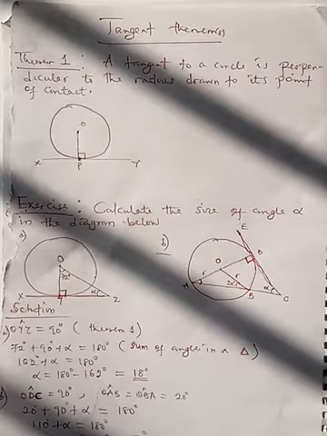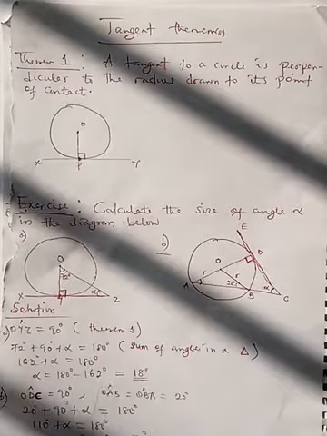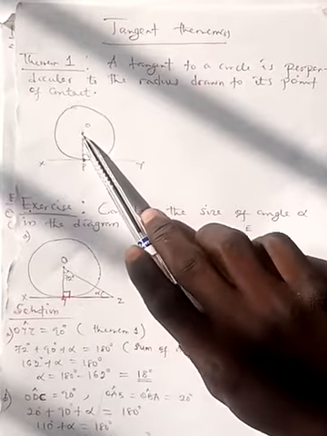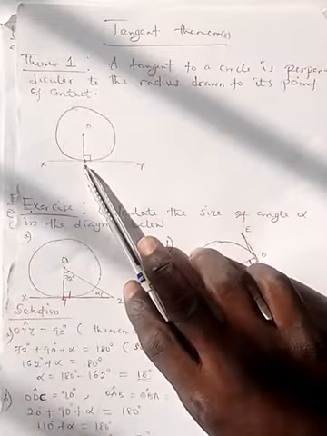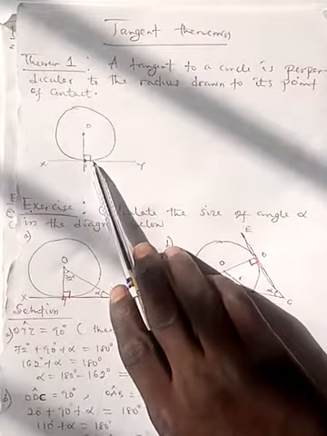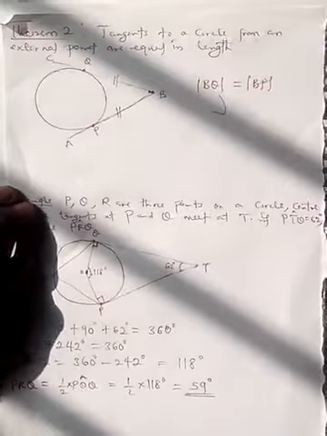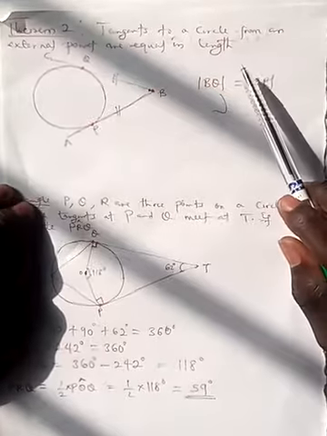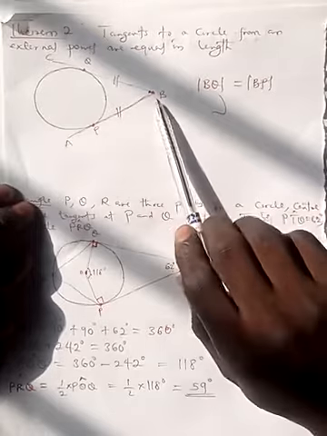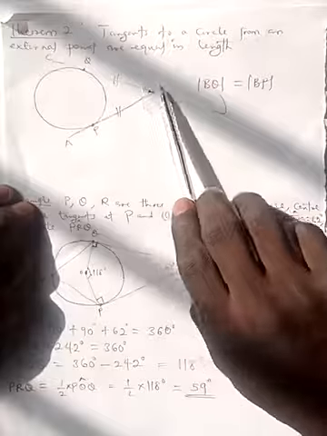Okay, good morning. Yesterday we looked at tangent theorems. The very first theorem is that if a line is drawn from the center of a circle to touch a tangent, the angle they make to each other is 90 degrees, and then we solved some questions. The second theorem is that if we draw tangents from an external point to a circle, the tangents must be equal.